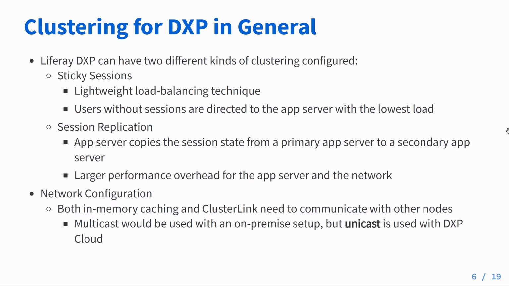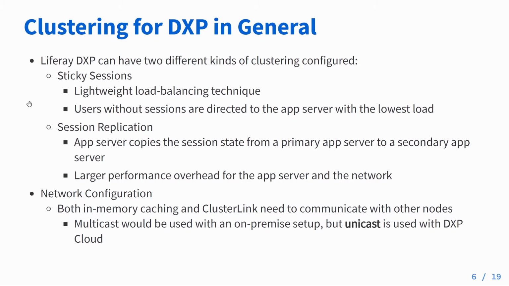The second one is session replication. With session replication, the app server copies the session state from a primary app server to a secondary app server. Keep in mind, though, that there is a large performance overhead for both the app server and the network when session replication is enabled. Another thing we want to keep in mind is network configuration. Both in-memory caching and cluster link need to communicate with other nodes. Typically, with an on-premise setup, we could use multicast or unicast, but for DXP Cloud, only unicast is enabled.